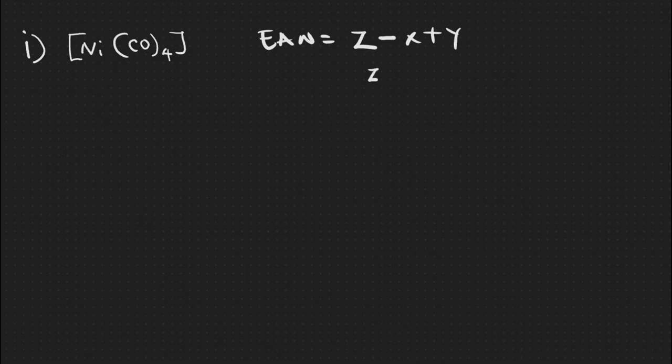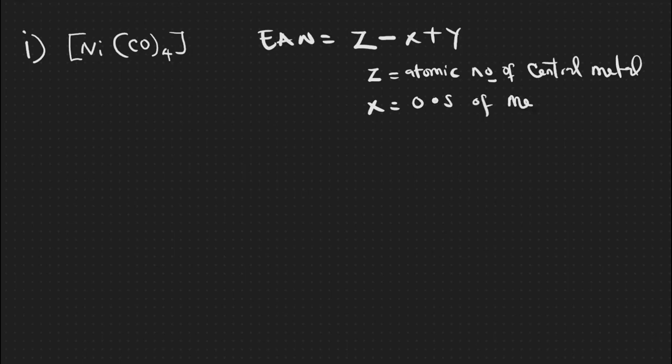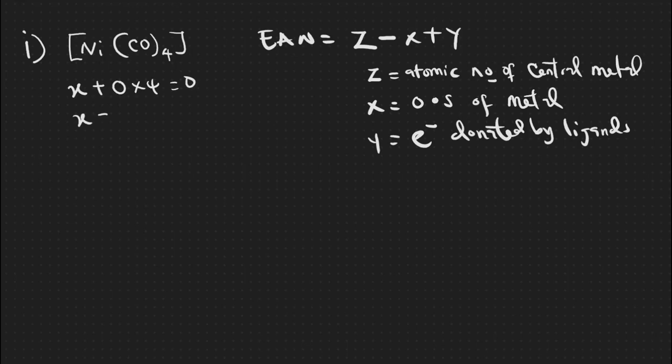where Z is the atomic number of the central metal. Then X is the oxidation state of the central metal. And lastly, Y is the electrons donated by the ligands. So the first thing to do here is to calculate the oxidation state of the central metal. So we know that nickel is zero, that means our X from the formula here is going to be equal to 0.